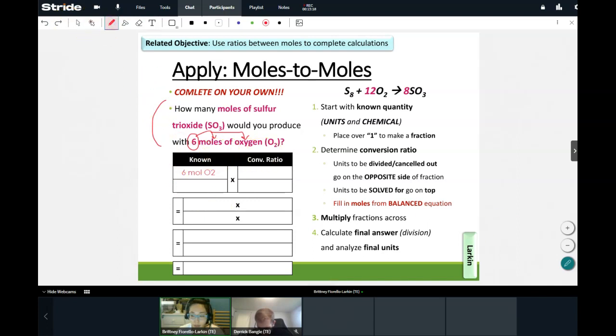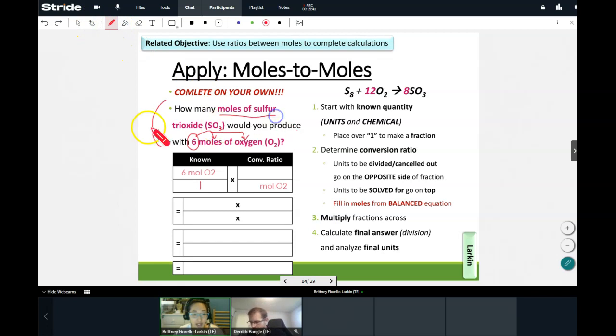Turn it into a fraction by putting it over what? Yep, over 1. That doesn't change it, just makes it into a fraction. In the next step, I want to get rid of moles of O2, so where does it go? It's on the top, so what's the opposite side? Beautiful, yes, on the bottom, down. And on top needs to be what I'm solving for.